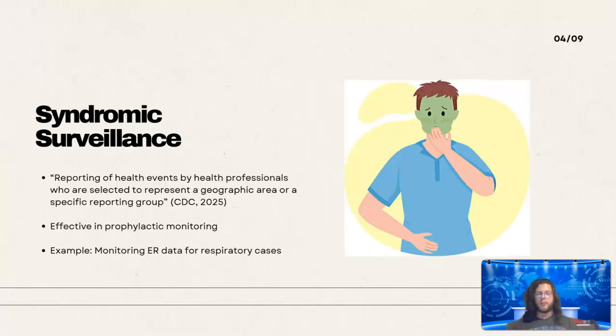Syndromic surveillance is the reporting of health events by health professionals who are selected to represent a geographic area or a specific reporting group. An example of this is a health representative from a particular state in the US reporting on what is happening with COVID-19 in that state. It's very effective in prophylactic monitoring as we get immediate data in regards to what is happening in a particular state, and we can potentially prevent the spread to other areas in the US or globally. An example of this is the manager of an emergency department monitoring for respiratory cases and reporting them based on what they're seeing.